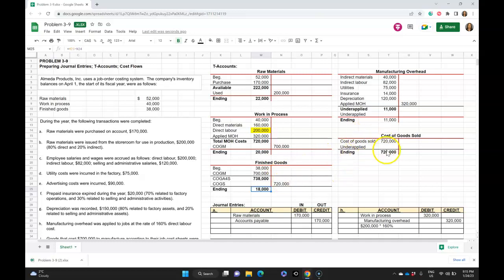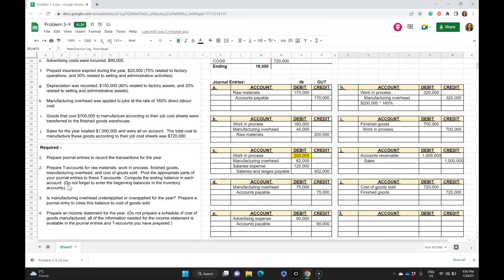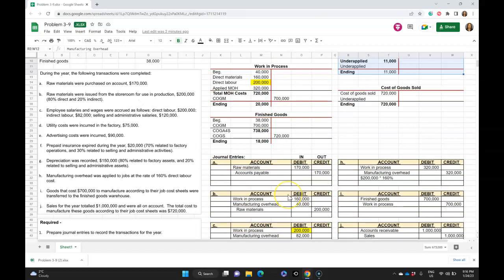And then when I look at cost of goods sold, these are the jobs that we finished, and now those are with our customers. So those are completed jobs. Okay, now I have a little problem with manufacturing overhead. If we keep reading down here, it says manufacturing overhead underapplied or overapplied for the year is manufacturing overhead. Prepare the journal entry to close out the balance.